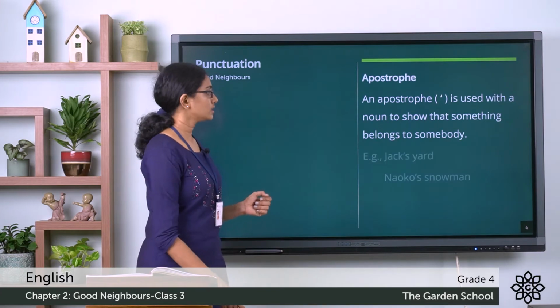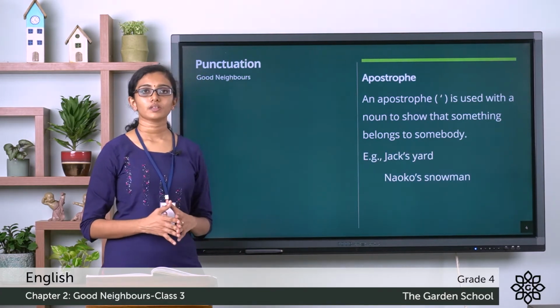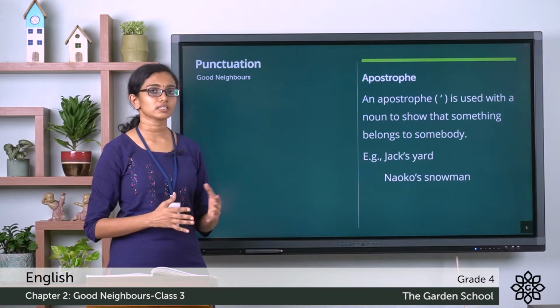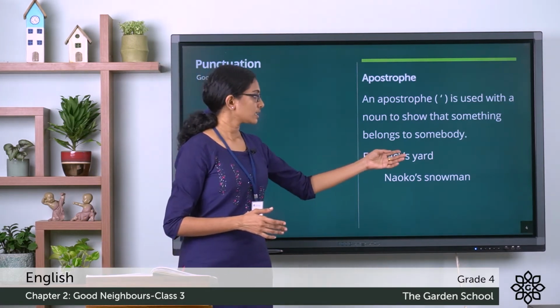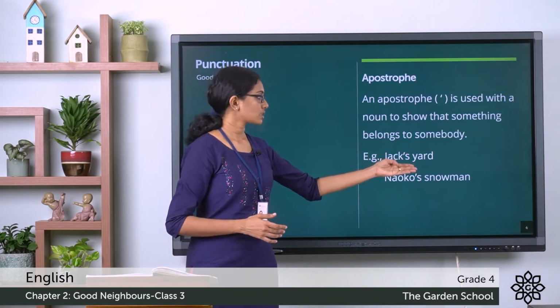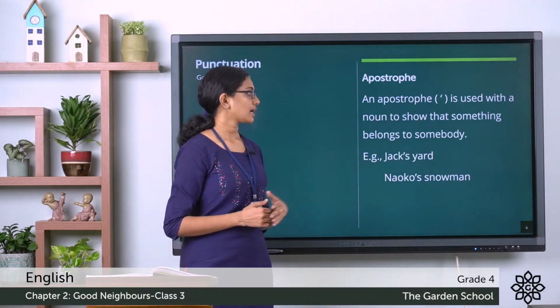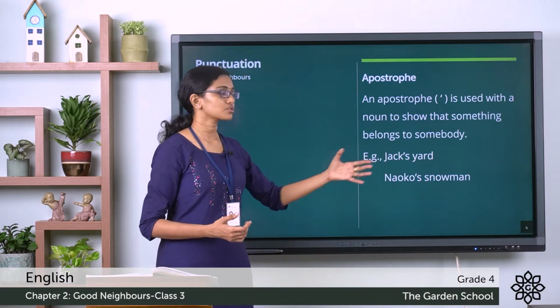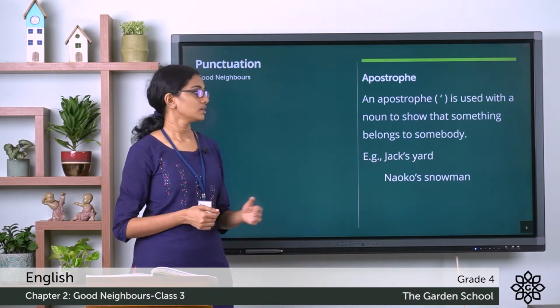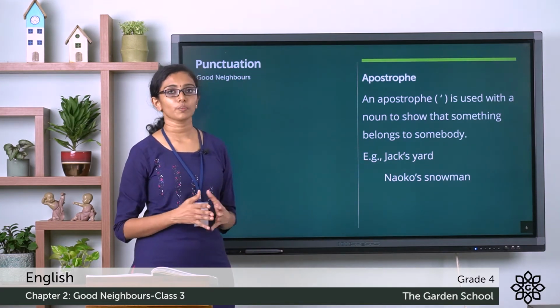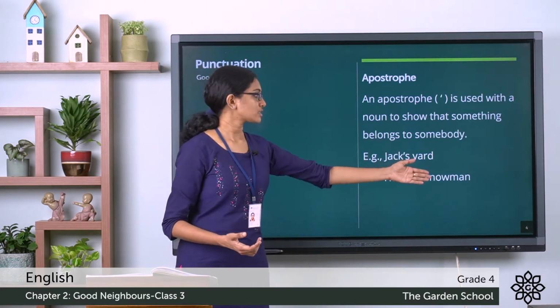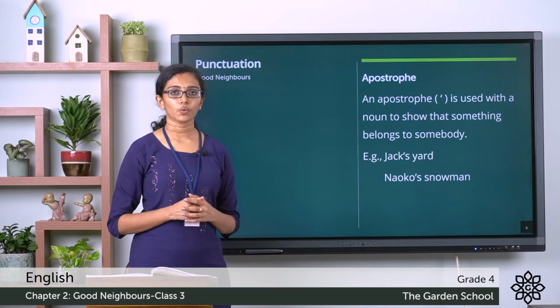For example, Jack's yard. In the story we saw, Nako ran over to Jack's yard. So, as you see, there is an apostrophe used after the word Jack and before the letter S. This shows that the yard belongs to Jack. Then, Nako's snowman. Here the apostrophe used here shows that snowman belongs to Nako.